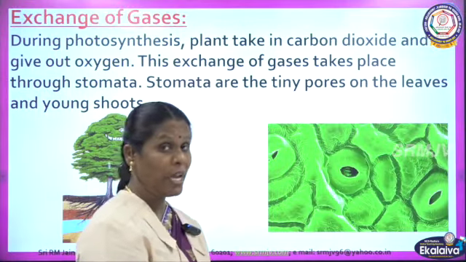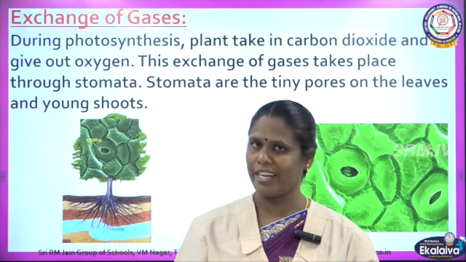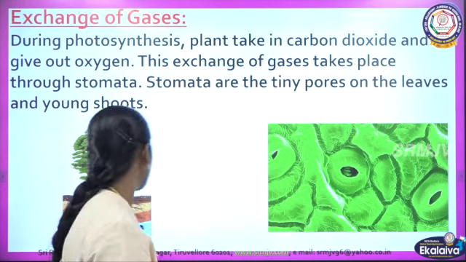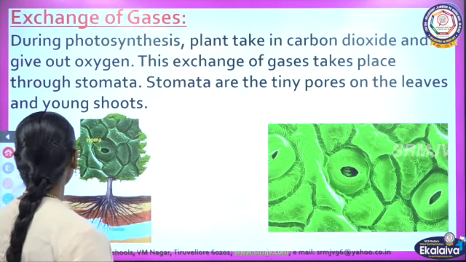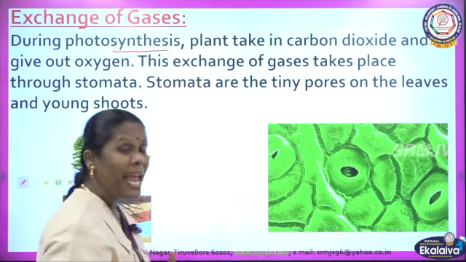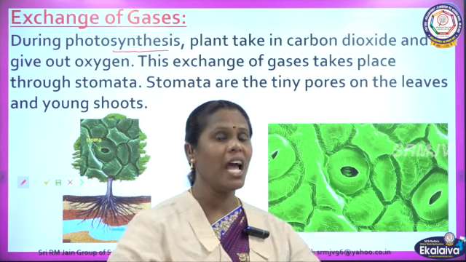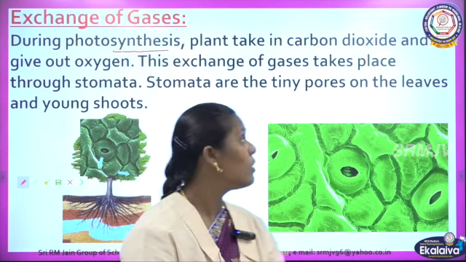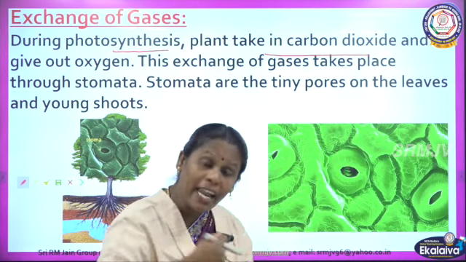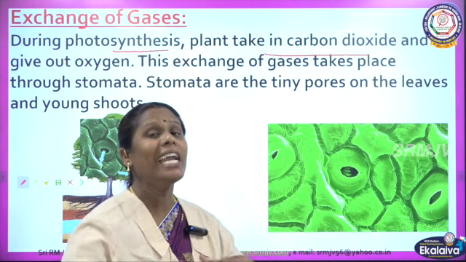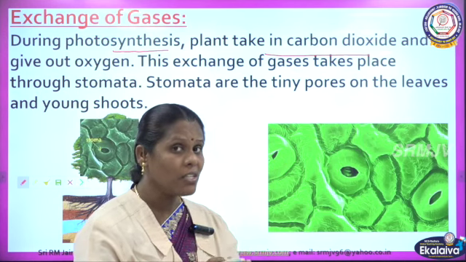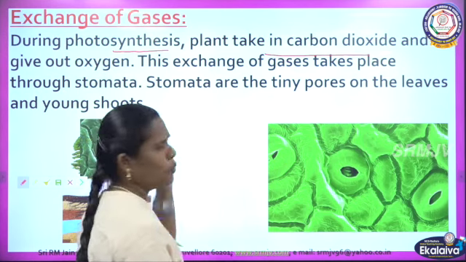So, first main function is photosynthesis reaction. The second function is exchange of gases. So, here see, during photosynthesis, plants take in carbon dioxide and give out oxygen. That gaseous exchange takes place through the stomata.